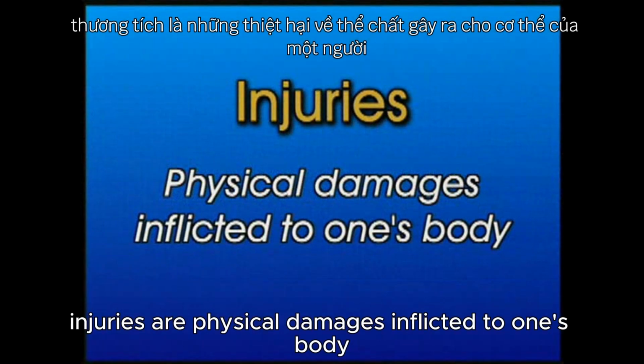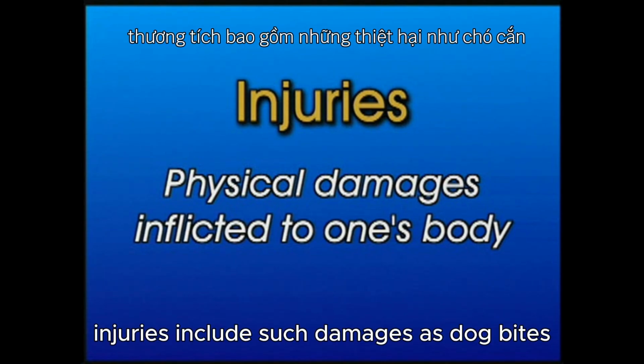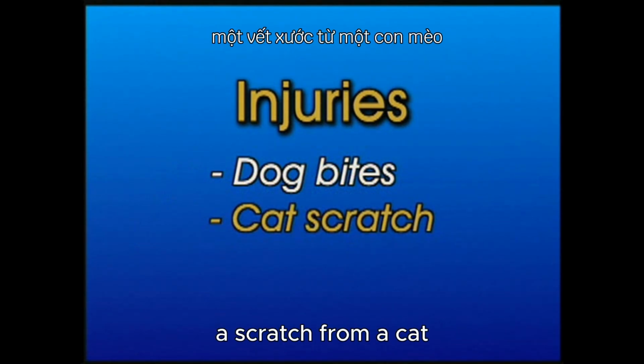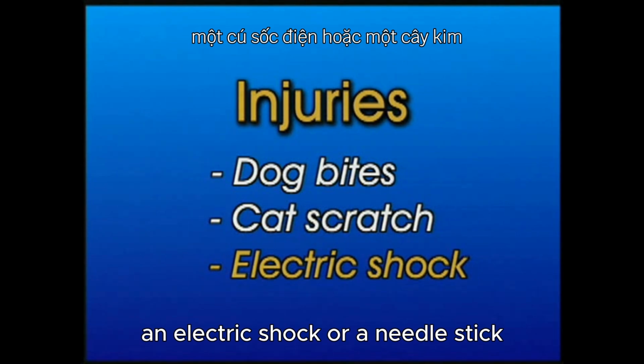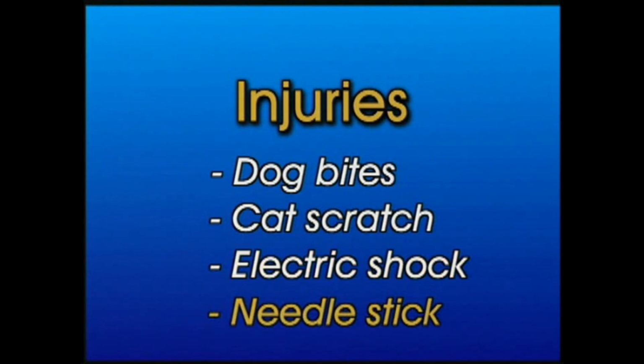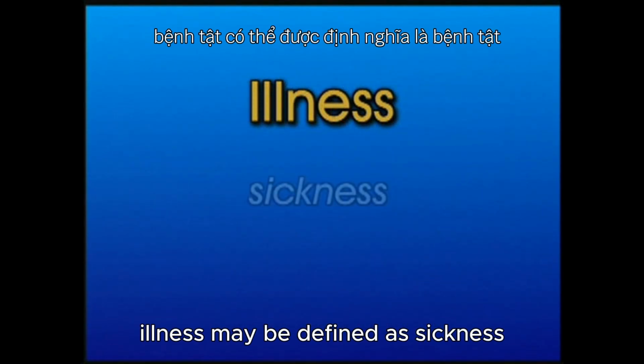Injuries are physical damages inflicted to one's body. Injuries include such damages as dog bites, a scratch from a cat, an electric shock, or a needle stick. Illness may be defined as sickness.